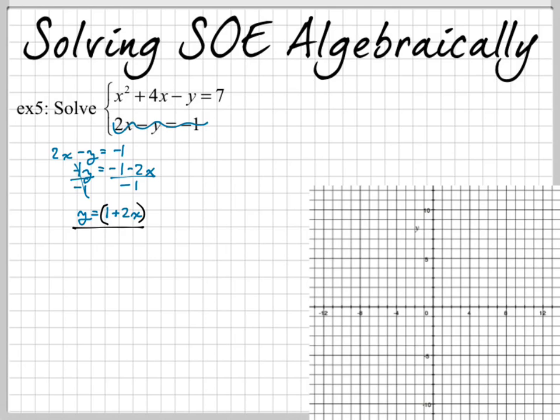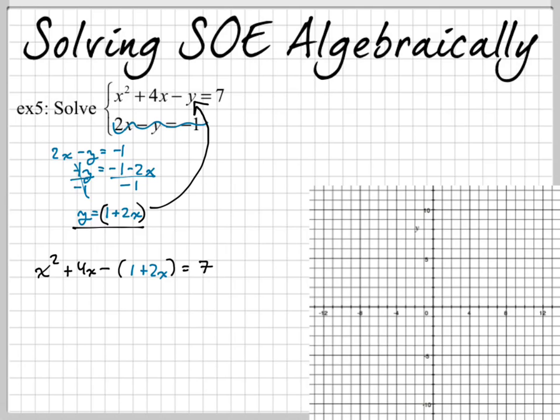So the y is alone. So I'm going to take this and plug it into that y. So what's this going to look like? Oh, it's going to look a little gnarly, but let's see. We've got x squared plus 4x minus y equals 7. And I give a lot of space for my y because now it's 1 plus 2x.